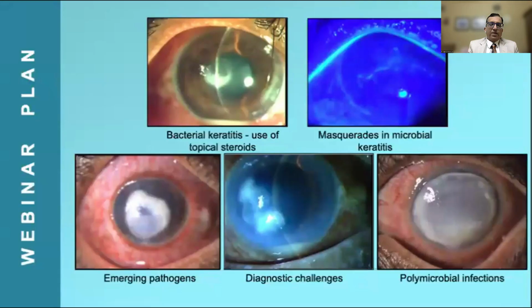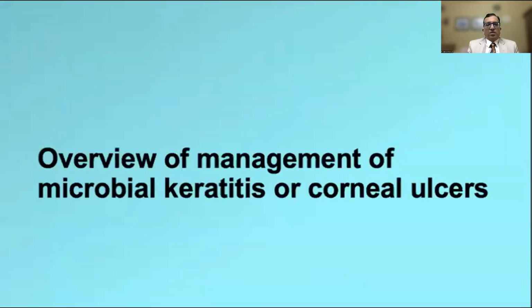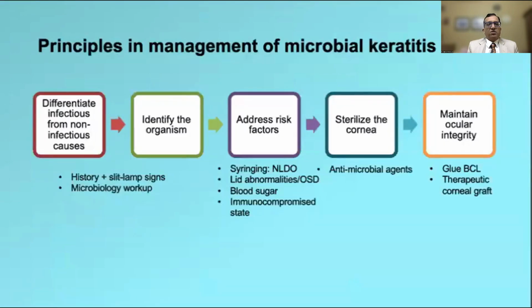And I intend to share with you all how we went through the ups and downs in treating these kinds of patients. Before we go into the particular cases, I would like to give a brief overview of management of microbial keratitis. First of all, we need to differentiate whether it's an infectious infiltrate or ulcer that we are seeing, or a non-infectious one. And if it's infectious, then we need to identify the organism. This we do with the help of detailed history taking, looking at the ulcer characteristics with the slit lamp, and then doing a microbiology workup.